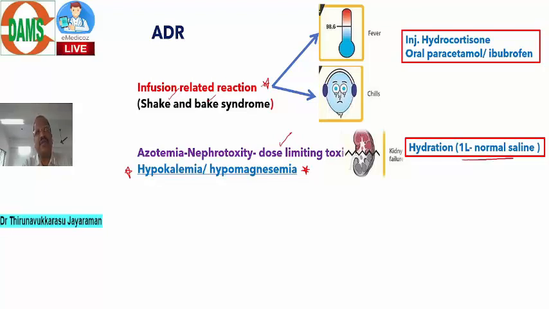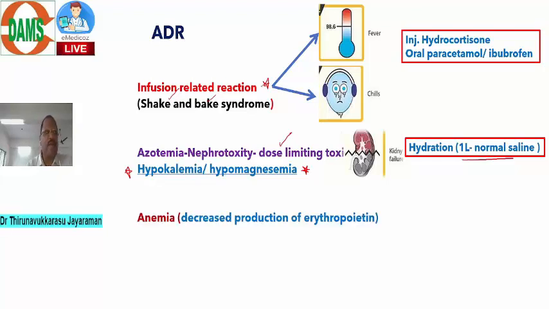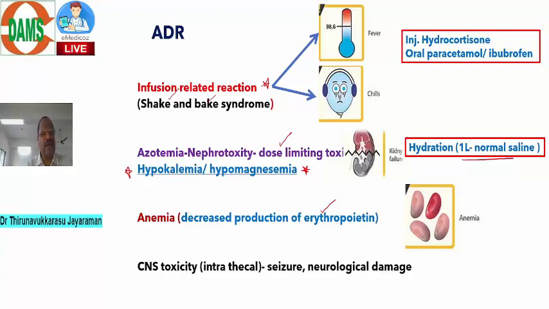So maintain adequate hydration to minimize nephrotoxicity. Or go for liposomal amphotericin B, which is a targeted drug delivery with less chance of systemic problems like nephrotoxicity, but it is costly. Another important problem of amphotericin B is that it suppresses the production of erythropoietin, thereby causing anemia. This can be managed by supplementing erythropoietin. And intrathecal administration of amphotericin B may cause CNS adverse effects like seizure. All these are common adverse effects of amphotericin B. Here, the most important point: the dose limiting toxicity of amphotericin B is nephrotoxicity.